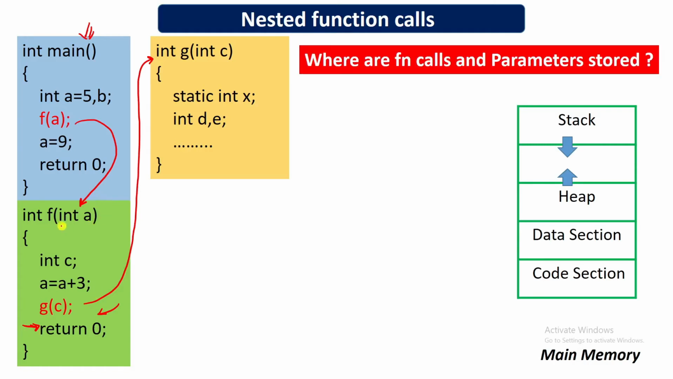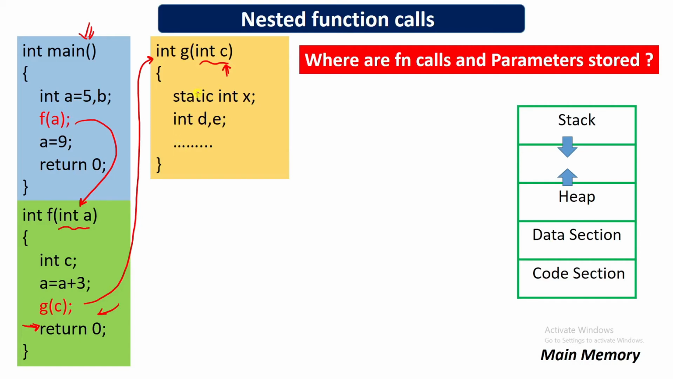And the other thing is, when the main function is calling this f function, the f function is taking some parameters or data, right? So where will this data be stored, so that the f function can later work on this data? Similarly, the g function will be storing the data given by the f function somewhere. So where will the function calls and the parameters be stored? This is the main question.